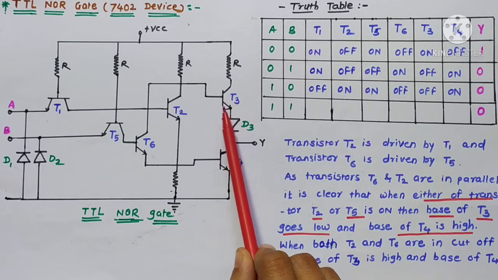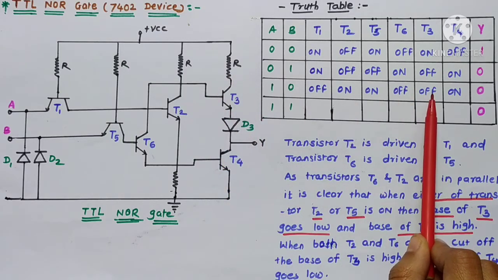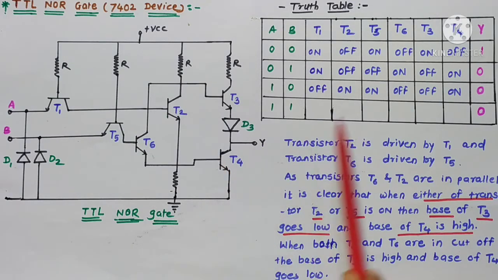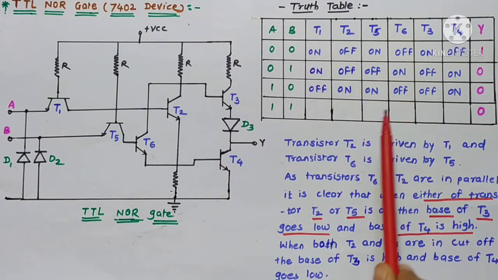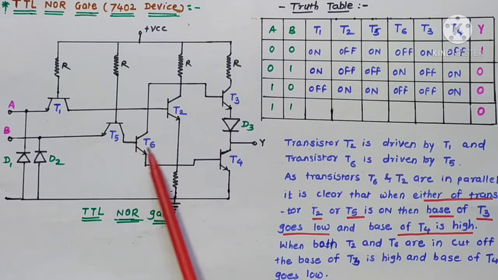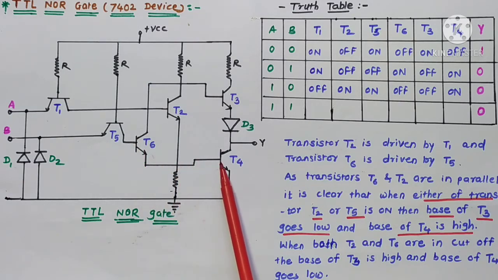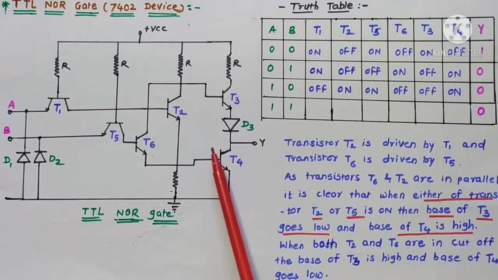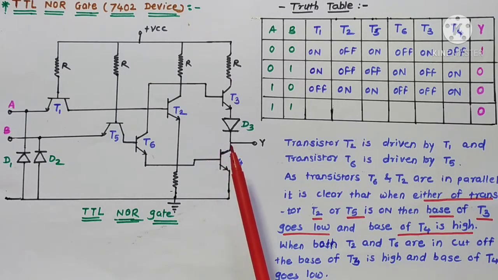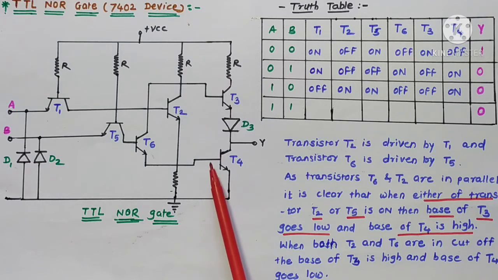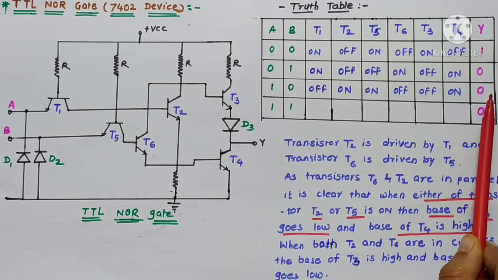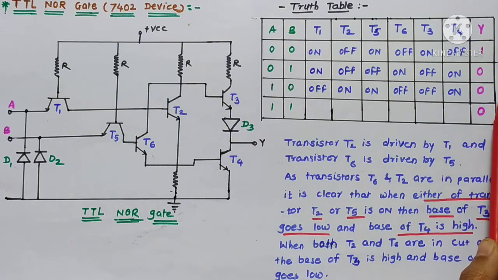Thus, when transistor T3 switches off, it will make transistor T4 on because here T6 is off. As T6 is off, its emitter is given to the base of transistor T4. Therefore, transistor T4 is on, and as the transistor T4 is on, its collector is low and it is nothing but the output Y. Therefore, we can say that for third case, this Y output is still 0.